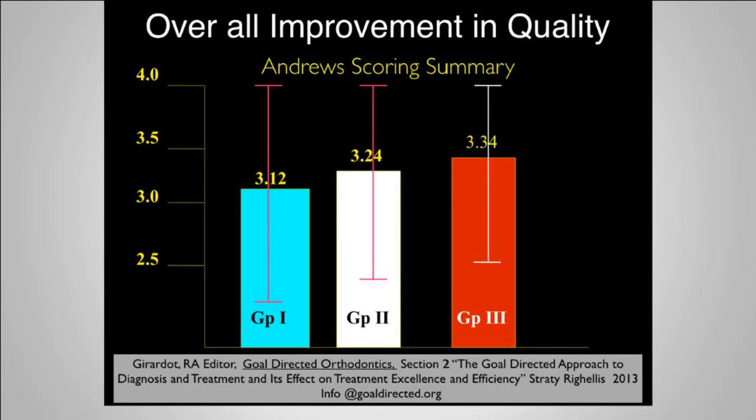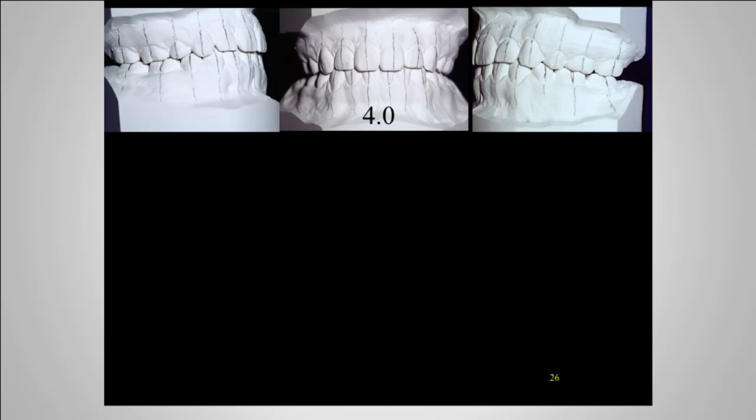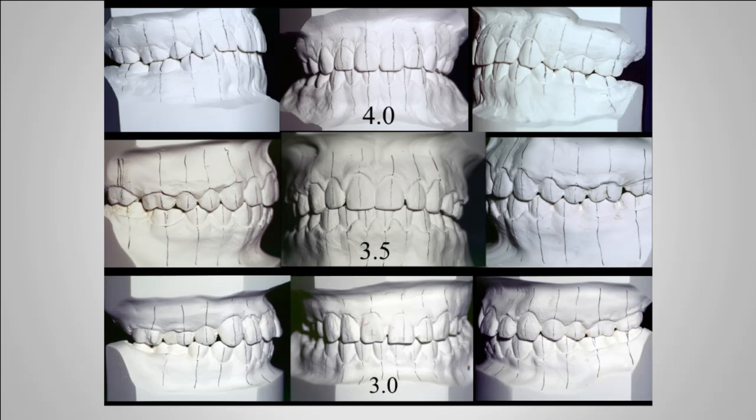We also graded our scores. Most cases and studies that show speed of treatment rarely rate the scores and the cases. We rated them just as you would your grade point average in high school and college, with a 4 being an A and a 3 being a B. These are examples of how with each group and experience level we increase the improvement in the quality of finished cases. This was an example of a 4.0, this was a 3.5, and this was a 3.0.